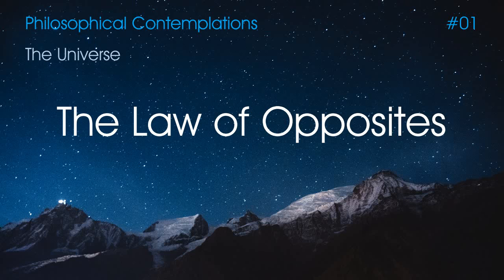Okay, so this is the first in a series of videos outlining some of the concepts in my book, Philosophical Contemplations. The book has 4 sections: the universe, patterns, the soul, and the philosopher, which is basically you if you're looking to find out what the world is all about.